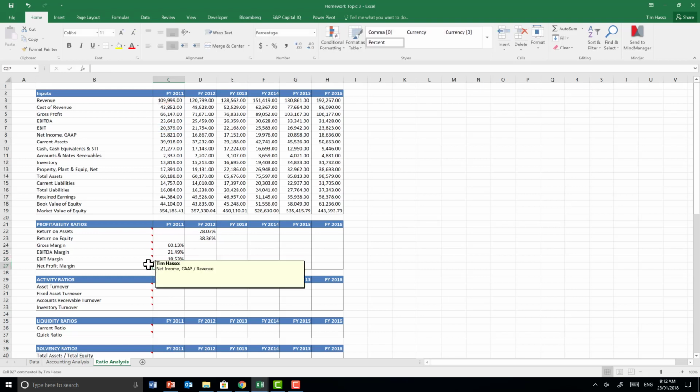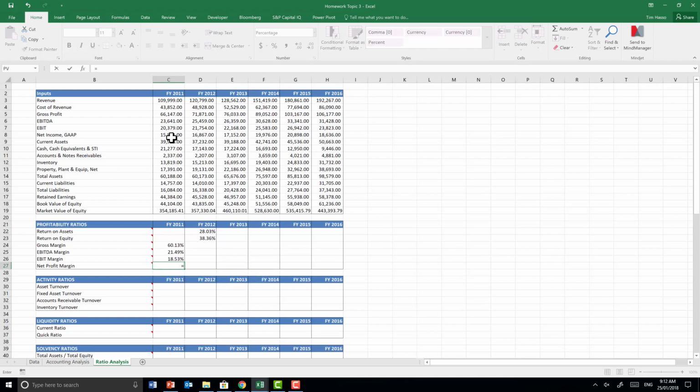Net profit margin, similar in this case, but instead we're looking at the net income. So in this case, we're looking at equal to, going to net income in cell C8, and we're dividing it by revenue in cell C3. And that effectively provides us with all the calculations that we need.